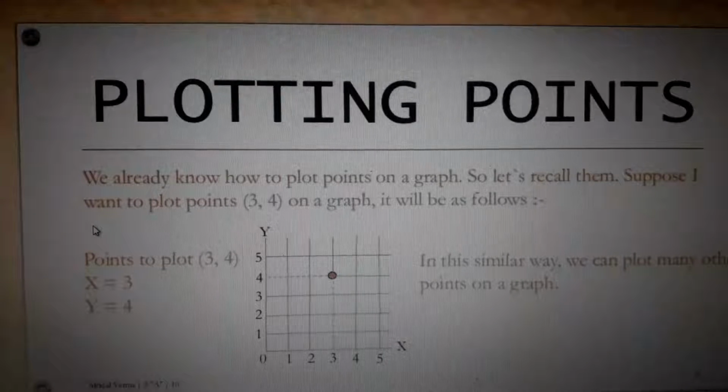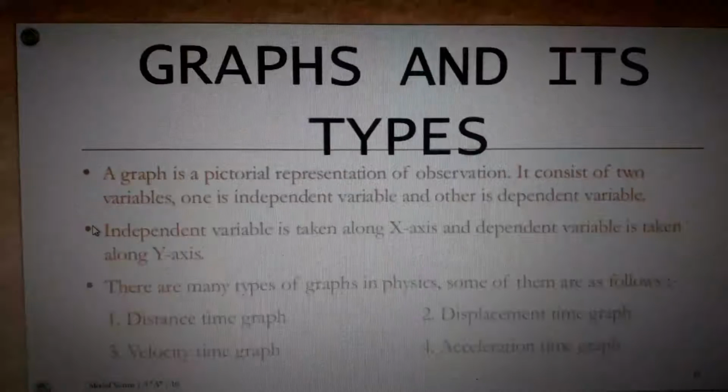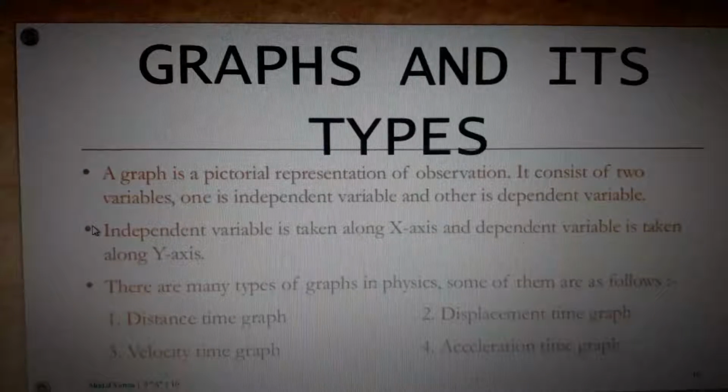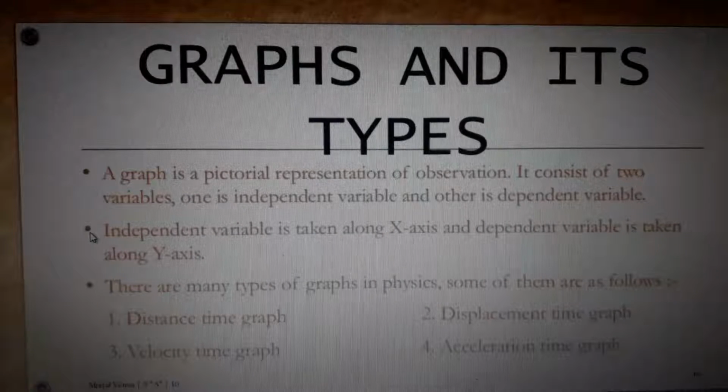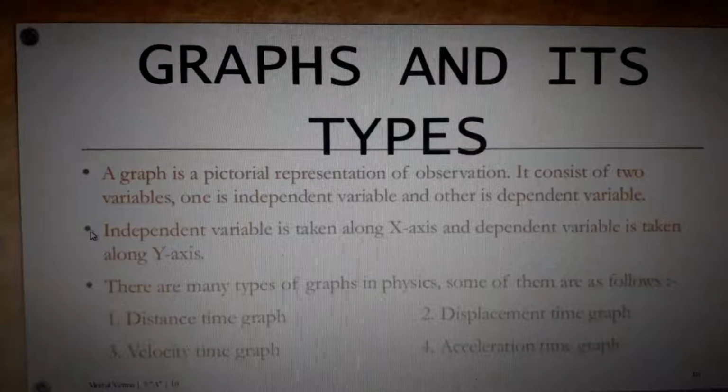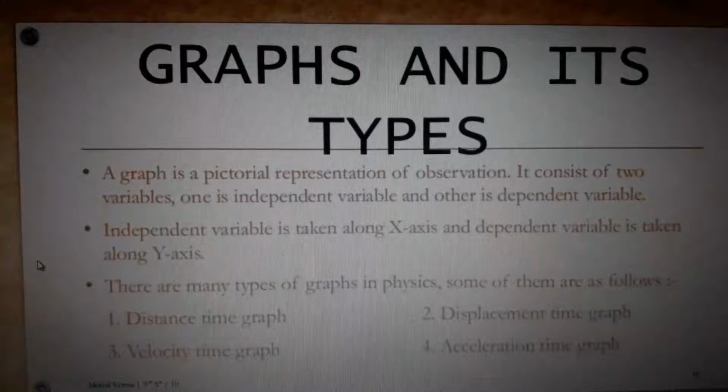So let's see how many types of graphs there are. Graphs and their types. A graph is a pictorial representation of observation. It consists of two variables. One is the independent variable and the other is the dependent variable. In the case of motion graphs, what is the dependent variable? Depending upon something.